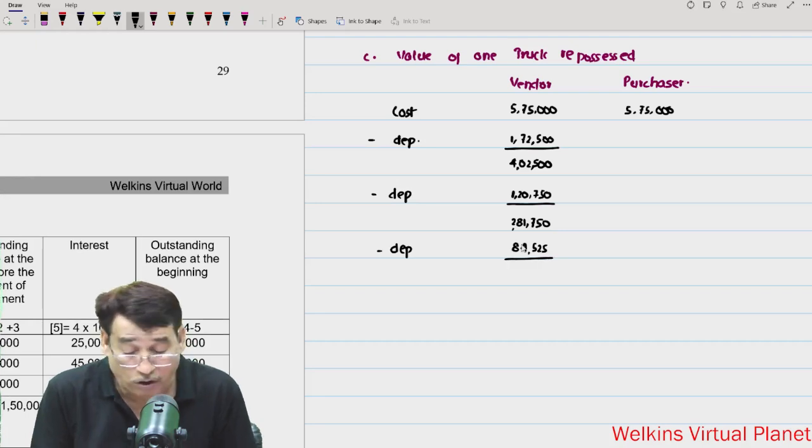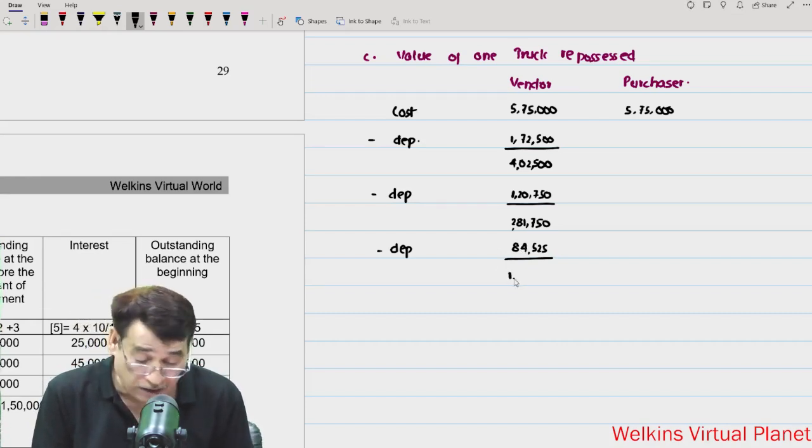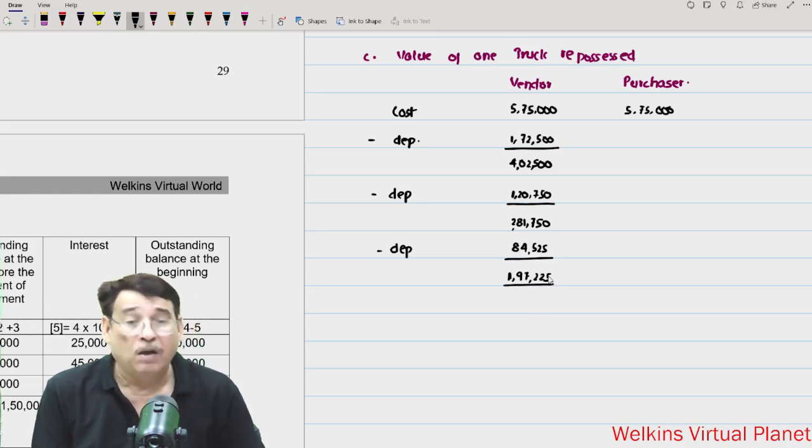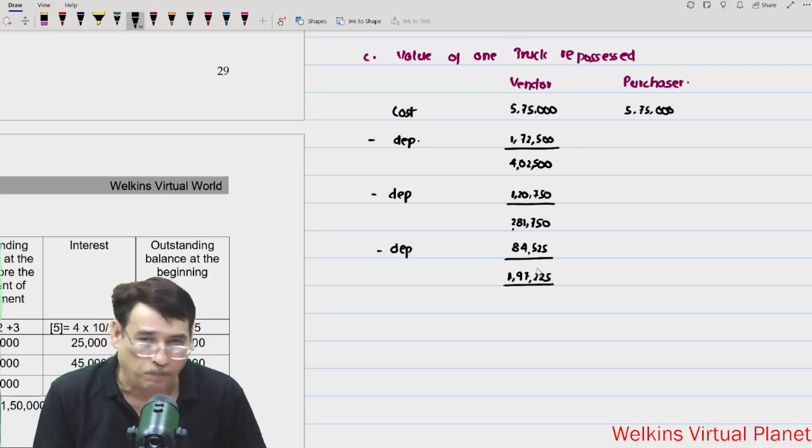84,525. So now I am going to subtract this 84,525 from this figure, 281,750. That comes to 197,225. So this is how we are going to find out at what value vendor took back the truck. He took back the truck at this particular value.